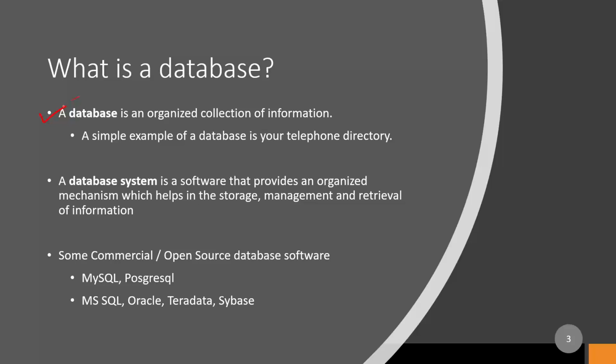So you need to understand that there is a difference between what is a database. It is an organized collection of data, organized collection of information. A simple telephone directory is also a database. To be able to store the data in a systematic format, which enables you to quickly retrieve and manage the data, that kind of a system is a database system.